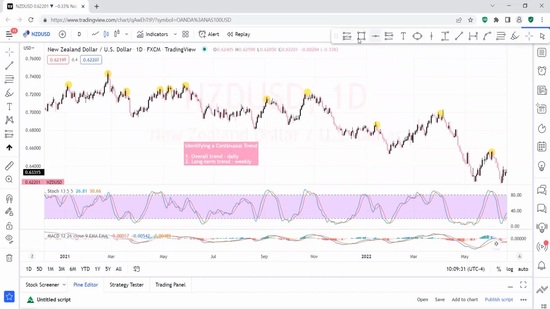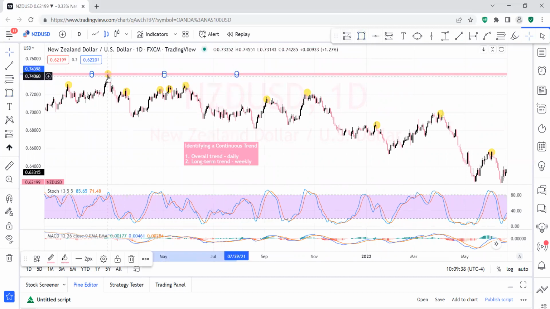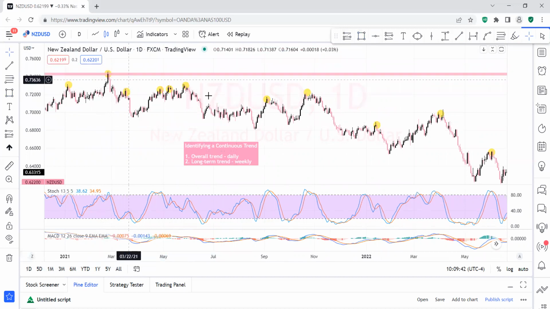If I were to put a zone here, and I will put it right here because this is where my trigger candles are forming, this lets me know that price is staying below this level, so it's probably going down. So the overall trend, the continuous trend, is a sell.